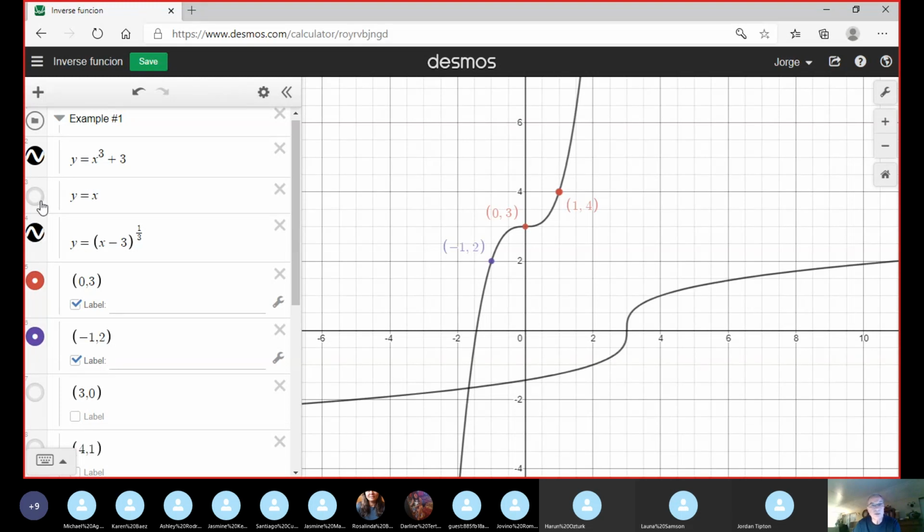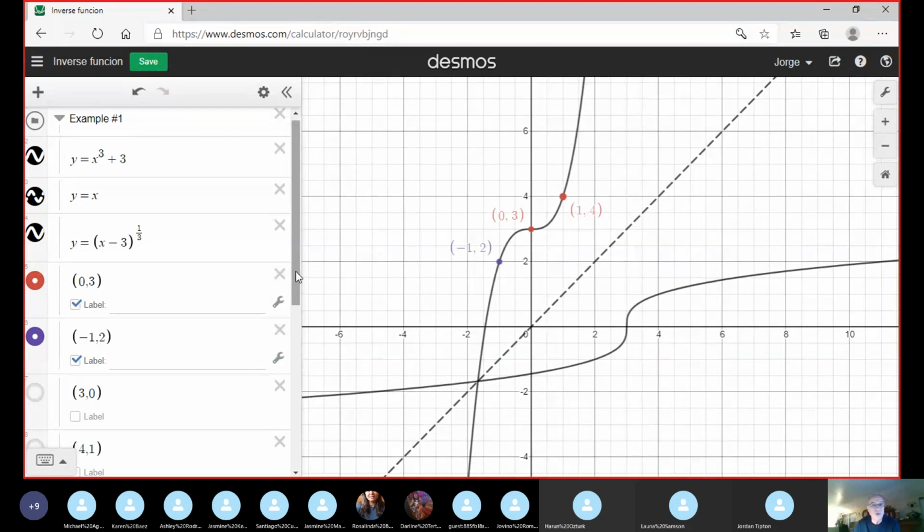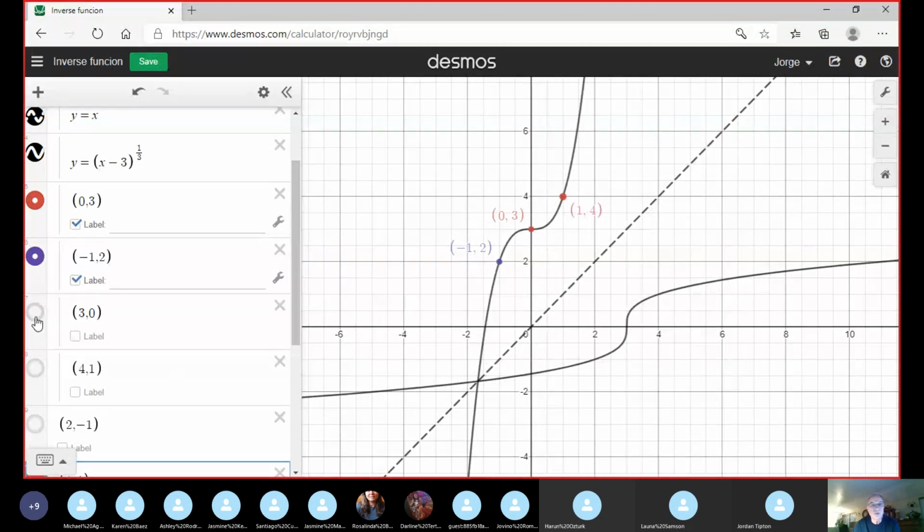You see the symmetry with respect to the line y equals x. I put it in a dotted line because it's not an asymptote, but an auxiliary construction that helps me to understand the problem, no? And the point is (3,0). Boom. This point is the reflection of this point.